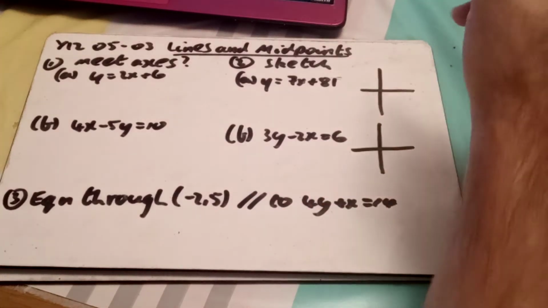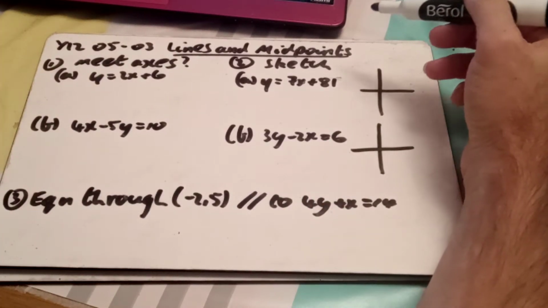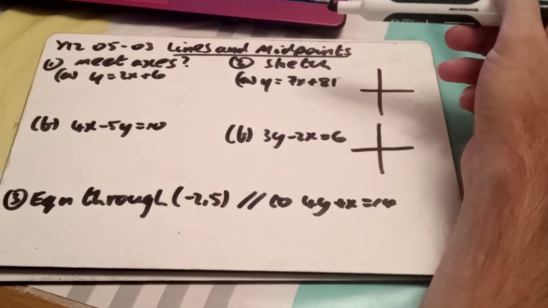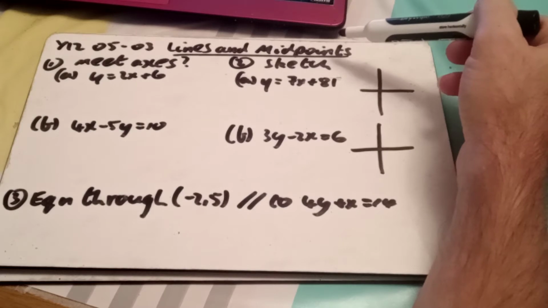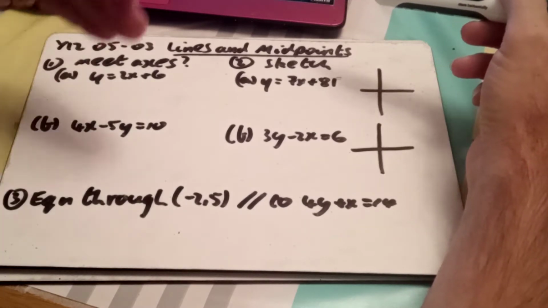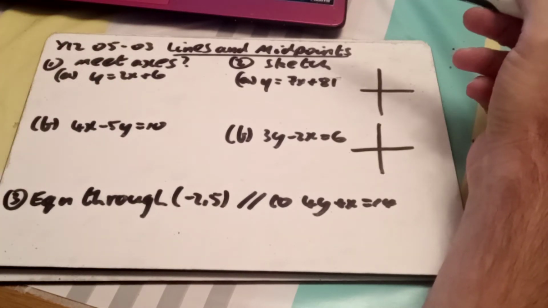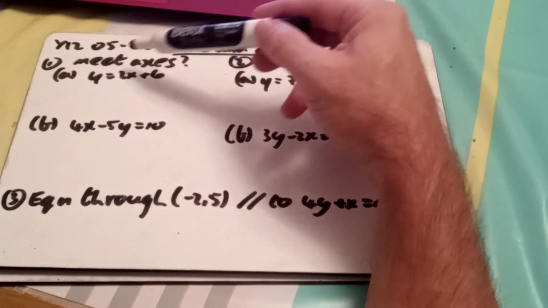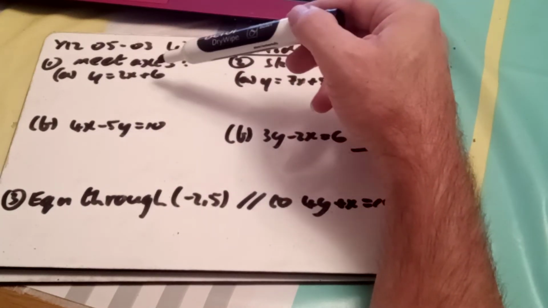Okay, today we're going to be looking at more to do with straight lines and midpoints. Fairly straightforward. I've got some examples here to look at, and then we'll look at how we deal with midpoints. We're going to use it later on in the course. So let's have a think about the easy way to see where lines meet both axes.